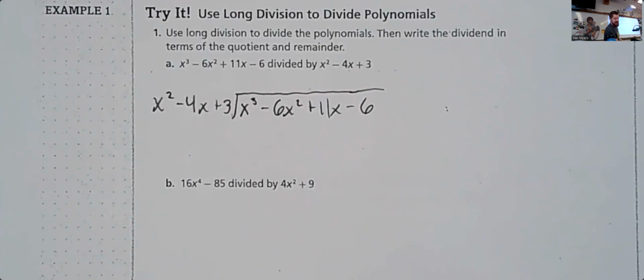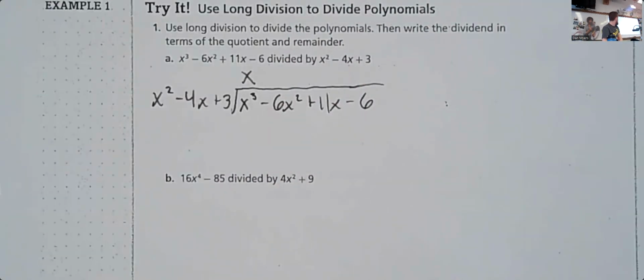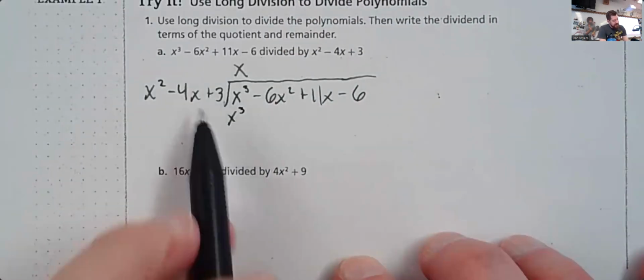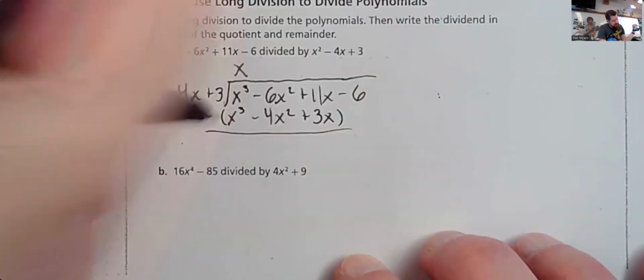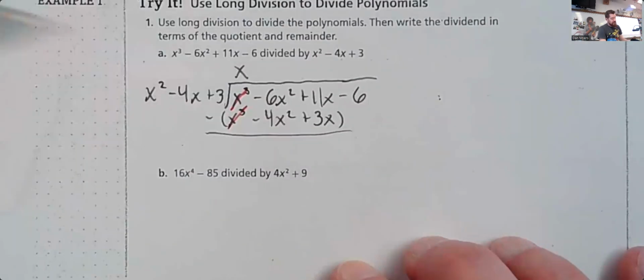Josh, how many times does x squared go into x cubed? 1x, right? So x times. Okay, good. So x goes here. And let's multiply it. x times x squared is x cubed. x times negative 4x is negative 4x squared. And then x times 3 is 3x. We'll line that up. We're going to subtract. The first terms will always cancel.